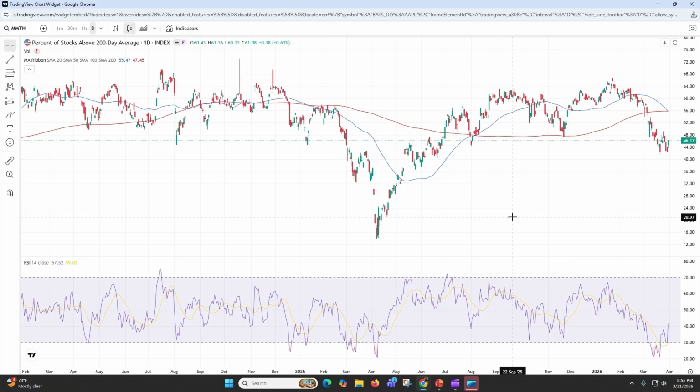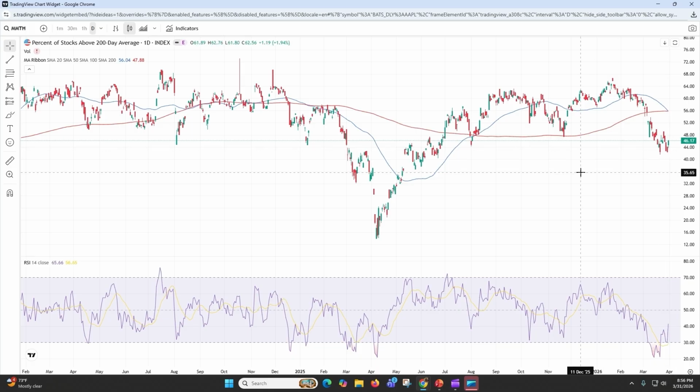What I mean by that is you're going to have to use this one's sister, which is the percent of stocks above the 50-day moving average. But I wanted to at least show that there's been a big move from January 22nd, when 67% of stocks were trading above their 200-day moving average, to recently, when only about 42% of them were.